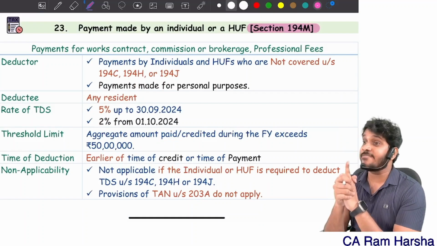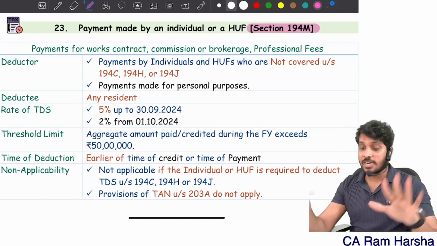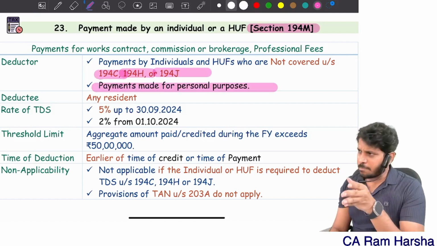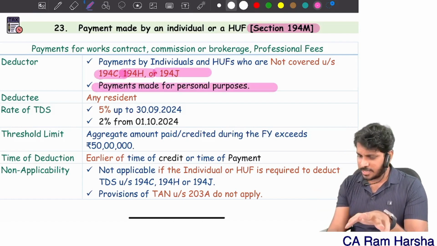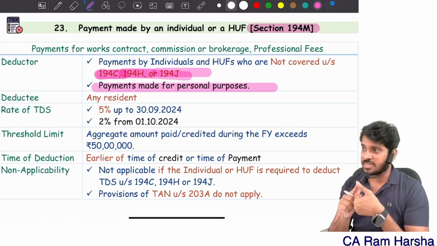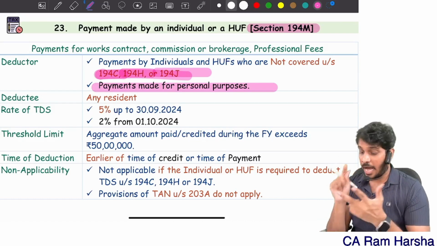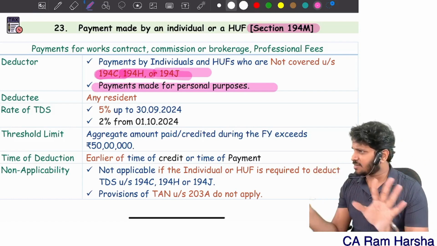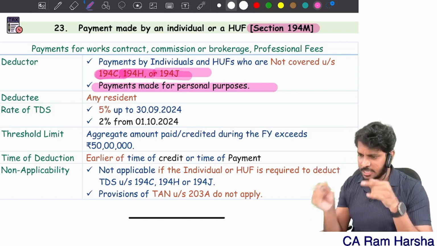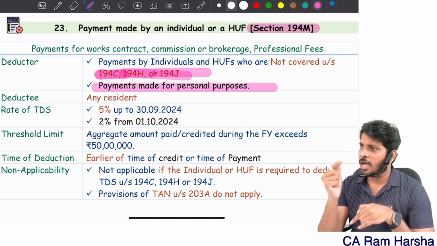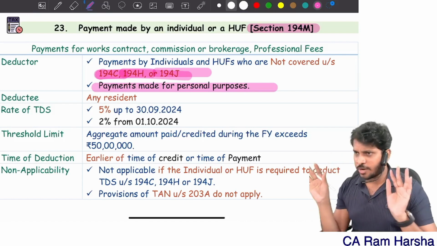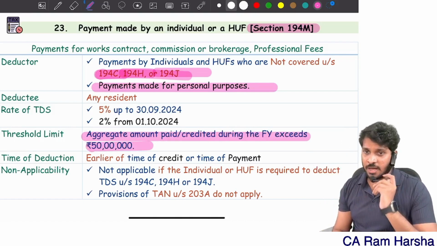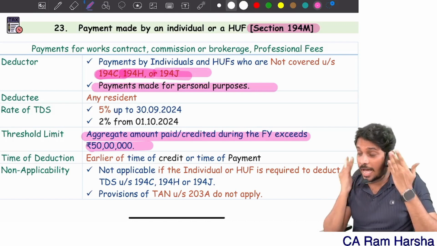194M is applicable to individuals and HUF who are not covered under 194C, 194H, or 194J, whether they are making payment for personal or business purposes, it doesn't matter. I am paying for work, I am paying professional fee or technical fee, I am paying commission or brokerage, some amount for my business purpose or personal, doesn't matter. I am not covered under those 3 sections. Am I liable to deduct TDS on payment for work, payment for professional, payment for brokerage? Should I deduct? Yes. If the annual amount exceeds 50 lakh, you should deduct TDS.